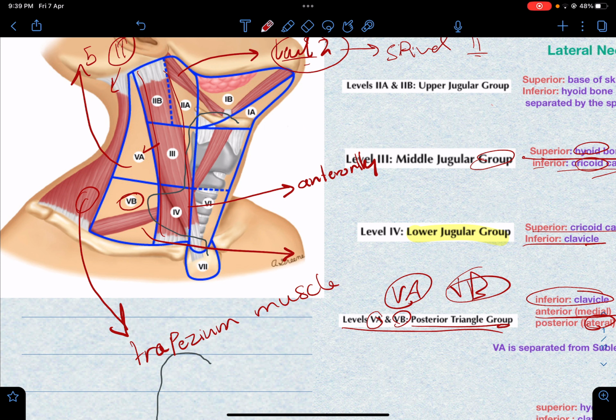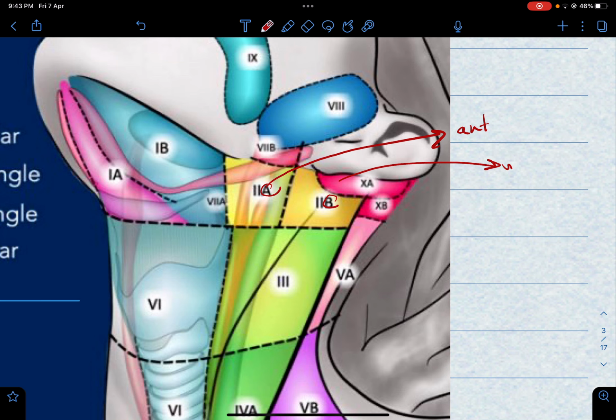All right. Let me just erase all of these. Okay, here is number two, which is here. It subdivides as well to A and P. It's called upper jugular group because it's located above, the upper part of the internal jugular vein, right? 2A for sure is going to be more anterior than 2P. But let's discuss the boundaries of them collectively.